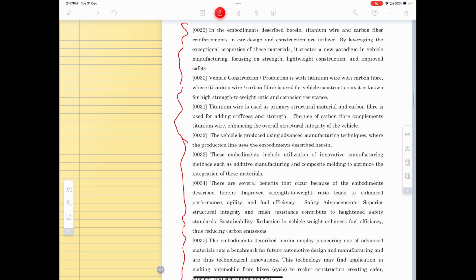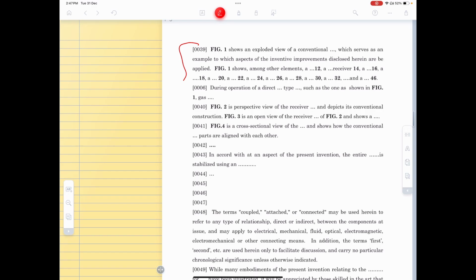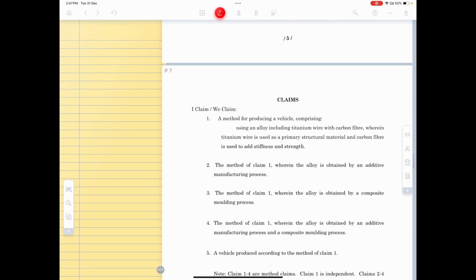We have used it, not deleted anything. And then you'll see this. I'll just explain to you using the drawings. And this is the set of claims.